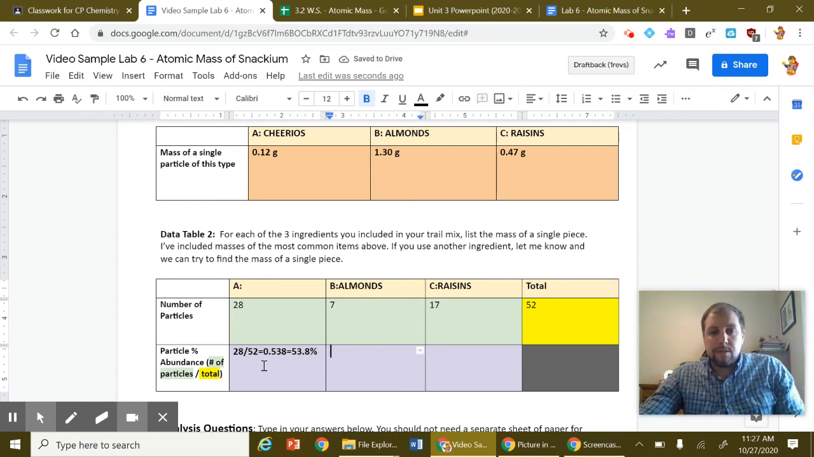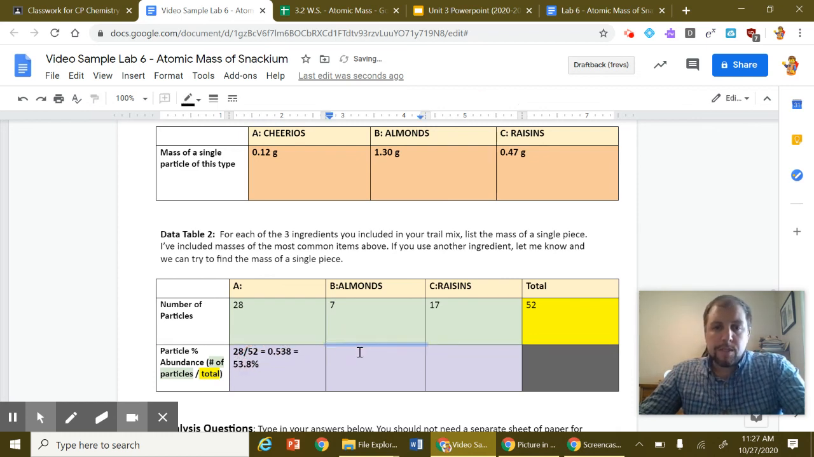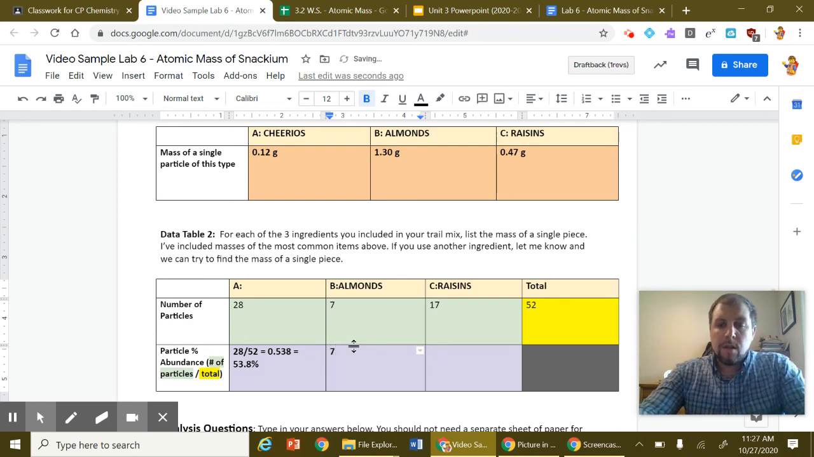How about the almonds? Let's see. Clean this up. So, almonds, I had 7 almonds out of a total of 52 snack pieces. So 7 divided by 52, I get 0.135, which is equal to 13.5% is almonds.